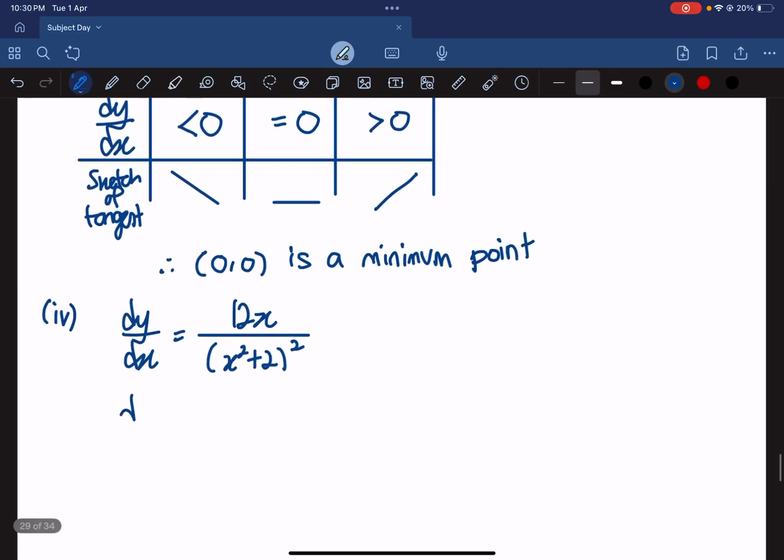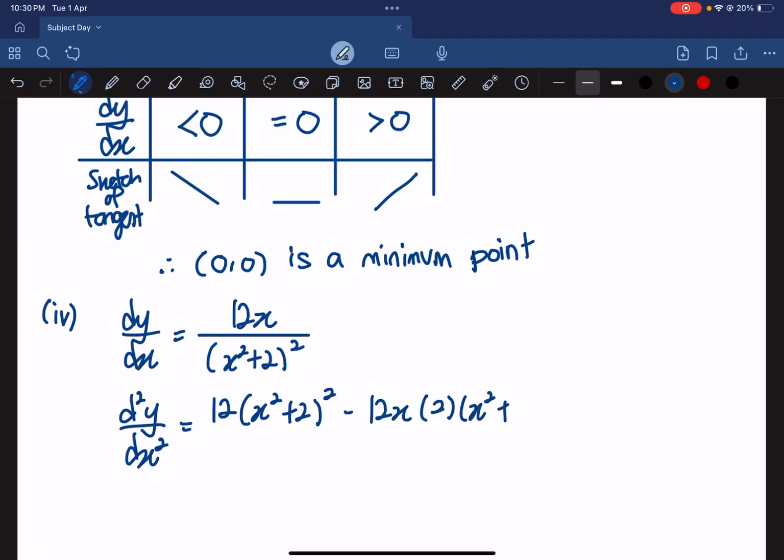So therefore, d square y over dx square is simply equal to, I differentiate this again using the quotient rule: 12 times x squared plus 2 the whole thing squared, minus away 12x times 2 times x squared plus 2 times 2x, and the whole thing divided by my denominator squared, which is x squared plus 2 the whole thing power 4.